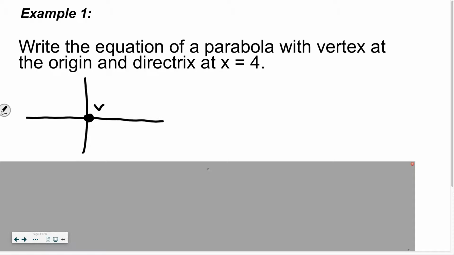And x equals 4 is what kind of line? All lines are straight, technically. It's a vertical line.